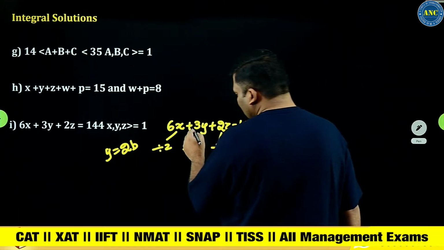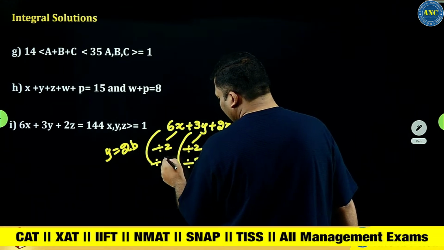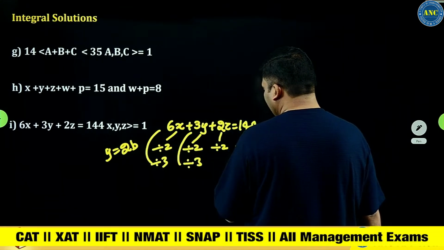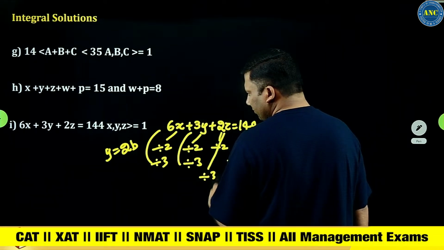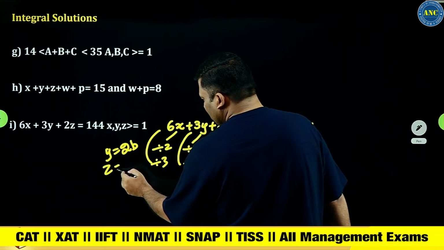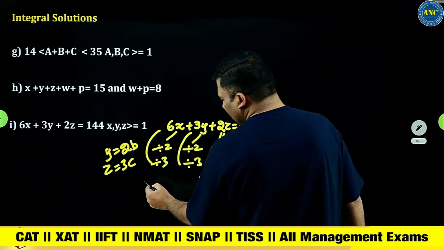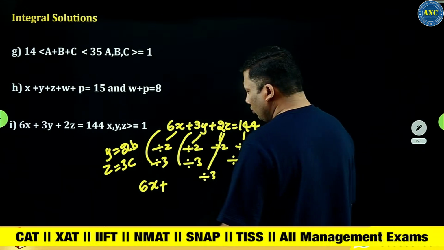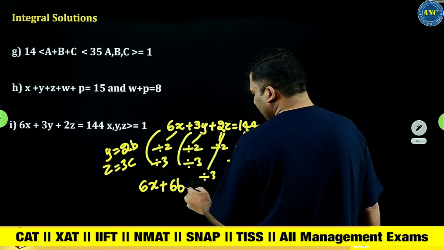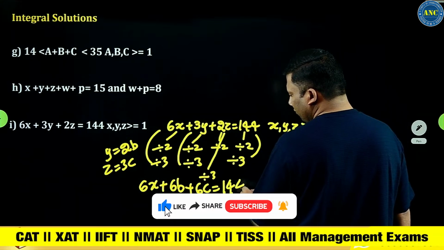Next. 3y is divisible by 3. 6x divisible by 3. 144 divisible by 3. So z should be divisible by 3. Y is 2b, z is 3c. That means the equation became 6x plus 3 into 2b, 6b, plus 6c is equal to 144.